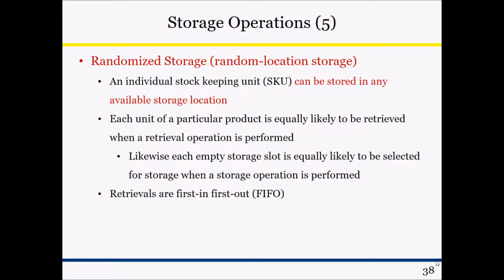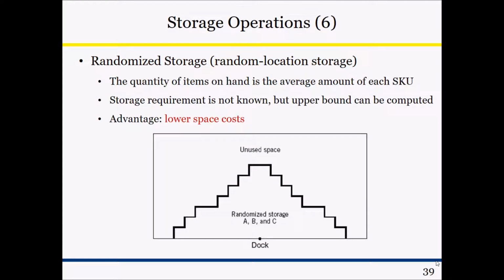In the randomized system, you can store different types of SKU or products into the same available storage location. So eventually you can have a higher utilization. However, you need to spend extra time to find the location of each item when you deliver.